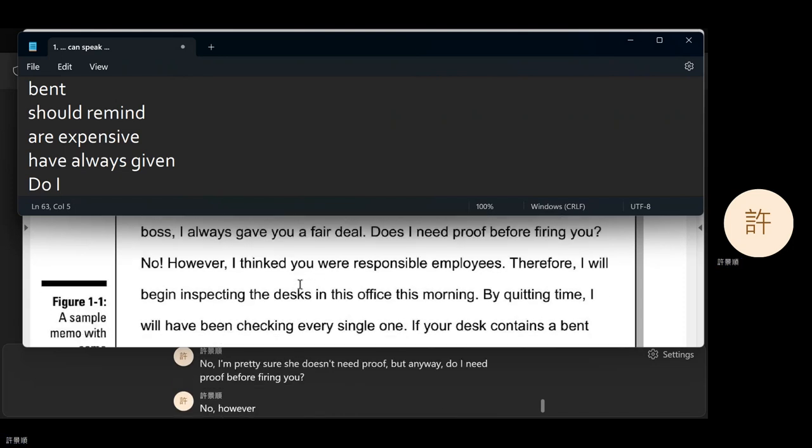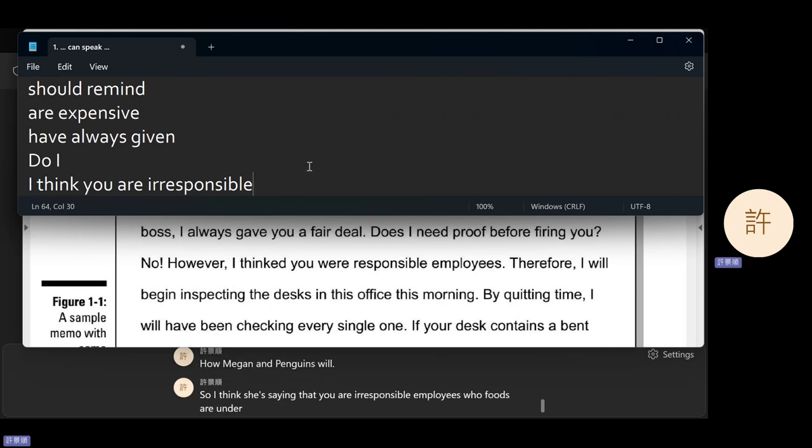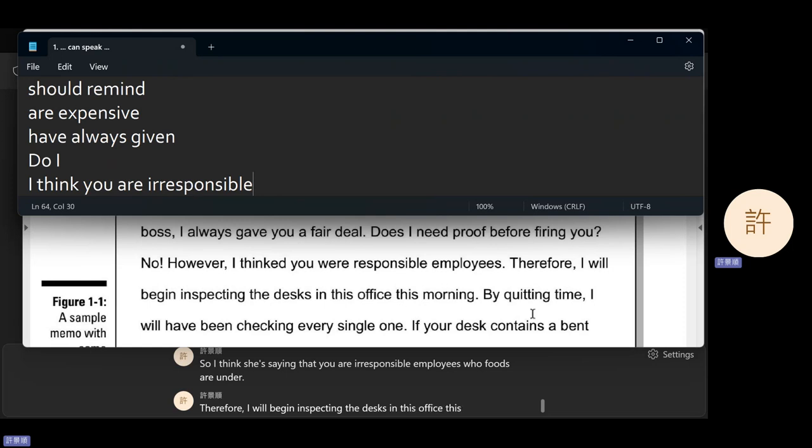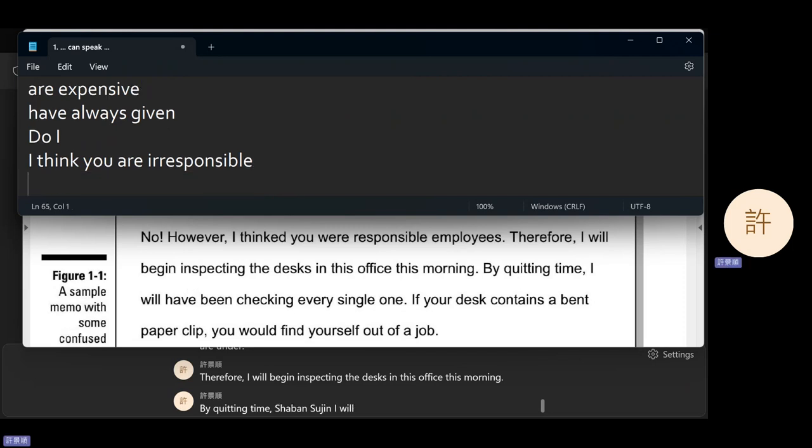No. However, I think you are responsible employees. Therefore, does this make sense? Because later she says, therefore, I will begin inspecting the desk. 开始检查每个人办公桌。So I think she's saying that you are irresponsible employees. 不负责任的。Therefore, I will begin inspecting the desks in this office this morning. By quitting time, 下班时间, I will have checked every single one.